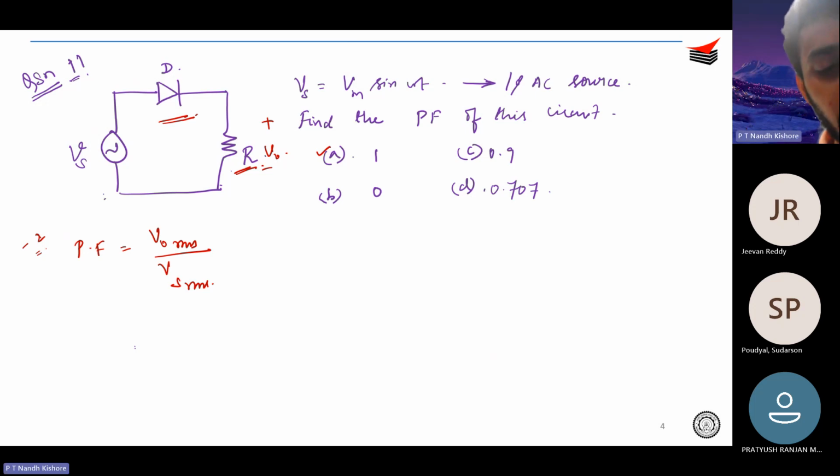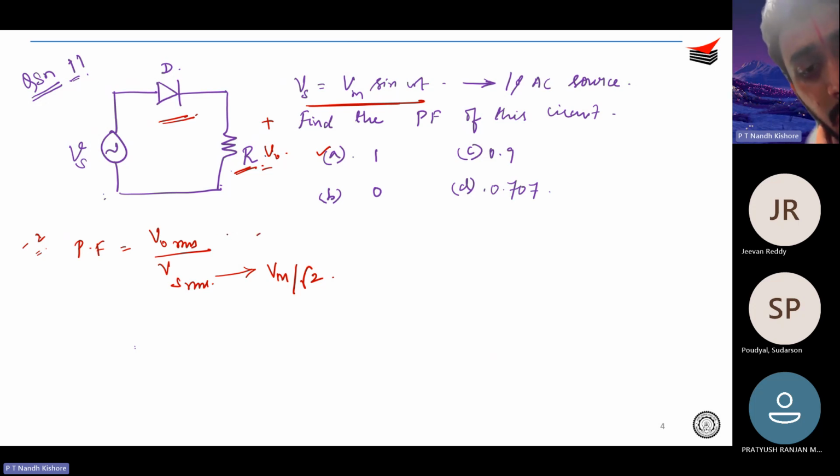So we know what is the Vs RMS, right? Vs RMS is going to be Vm over root 2. This is something that's straightforward. It's coming from here, Vs is equal to Vm sin omega t. Therefore, Vs RMS is going to be Vm over root 2.